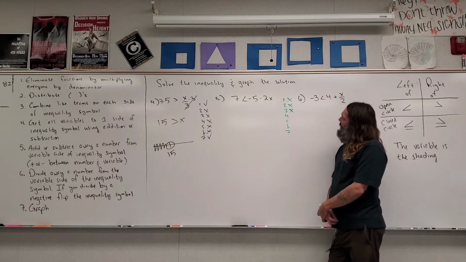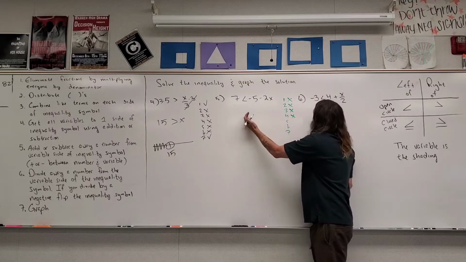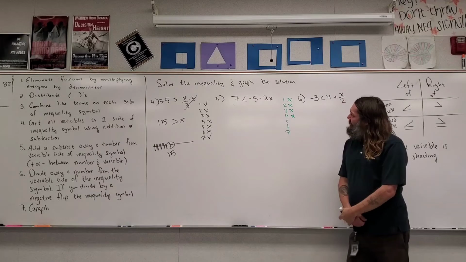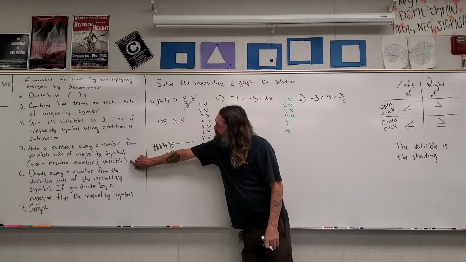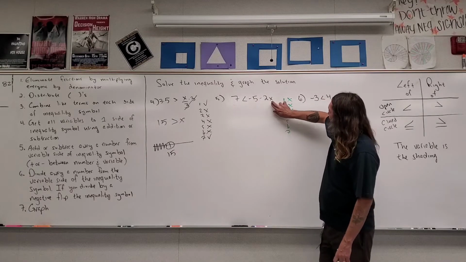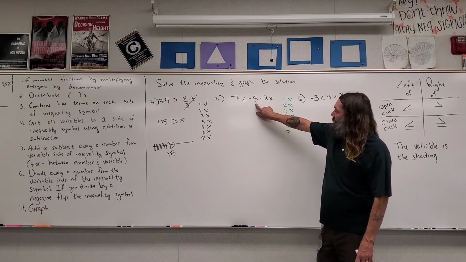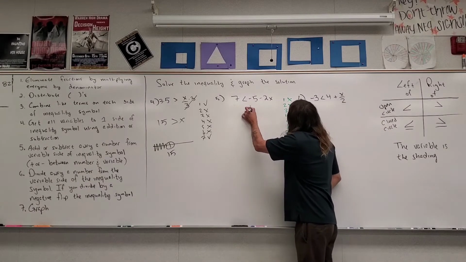Step 4, do I need to get all variables to one side? No, I do not, because all my x's are on the right side. Step 5, can I add or subtract away a number from the variable side of the inequality symbol? Meaning I have a plus or minus between a number and a variable. My minus 5 is that number. So to get rid of that minus 5, I'm going to have to add 5 to both sides.